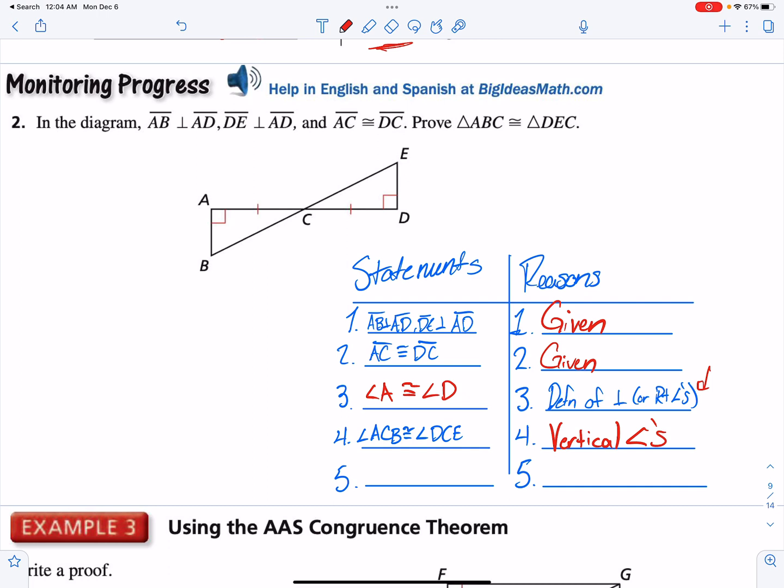And so now finally, I have a side and an angle and an angle. So if I look at my pattern, I can say that triangle ABC is congruent to triangle DEC, and that's by angle, side.